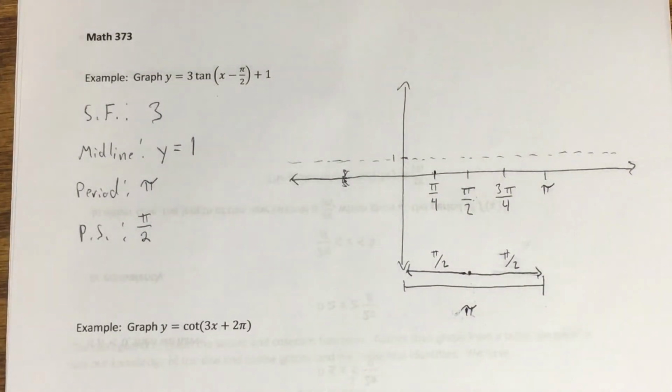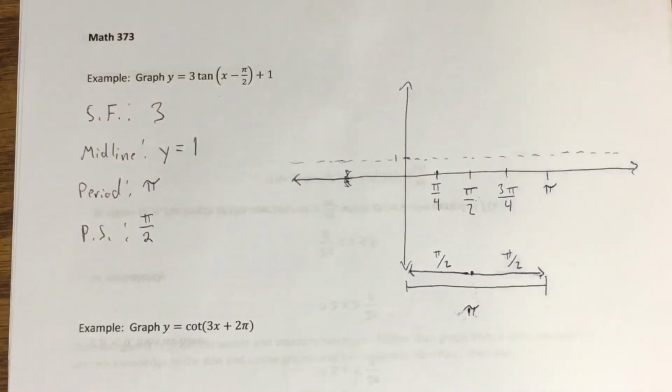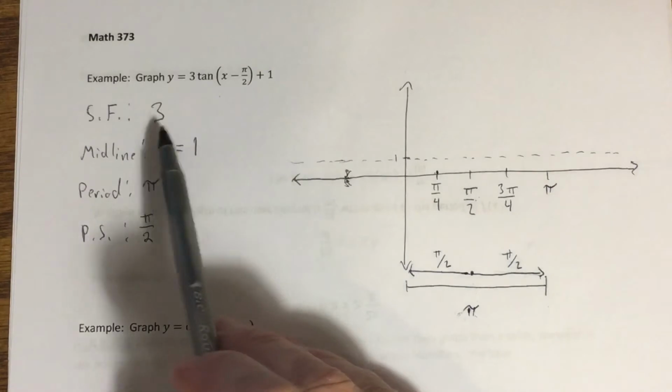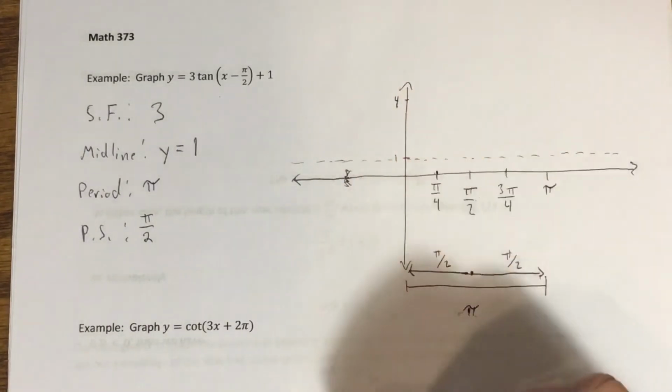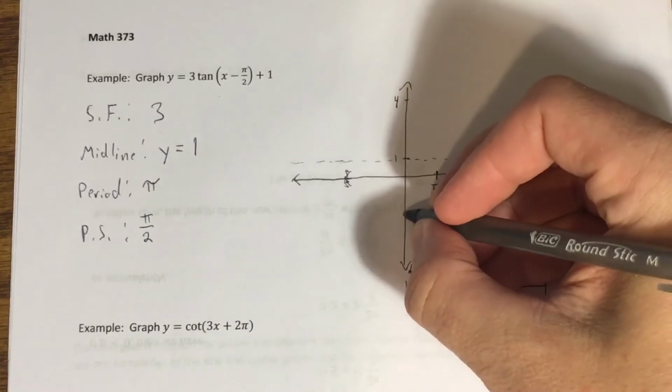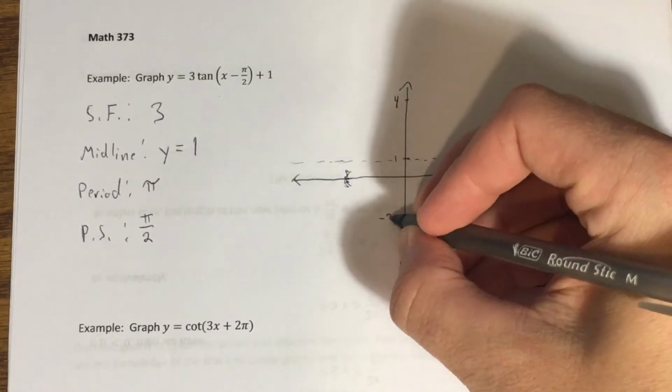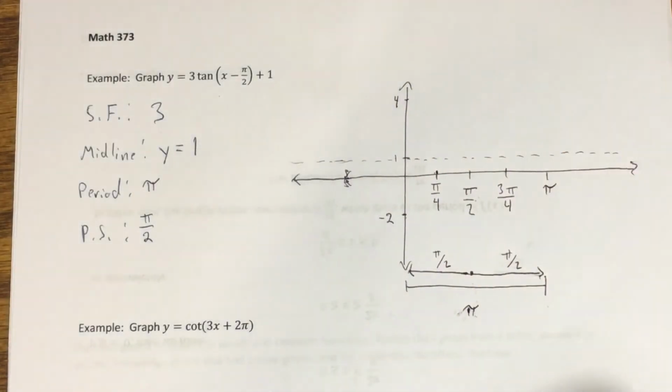I'm going to use my stretch factor in a similar way to how I used my amplitude as far as the labeling of my axes go. I'm going to, from my midline, go up 3 units, which is going to take me to 4, and down 3 units, which is going to take me to -2. Okay? Now, how do I use that stretch factor?